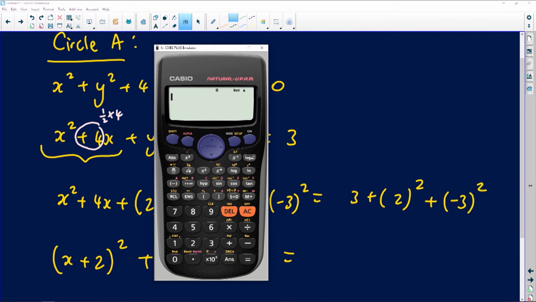Okay, now on the right-hand side, I just have numbers. So I'm adding, what is 3 plus 2 squared, which is 4, plus 3 squared, which is 9. We could have done this without a calculator. We're ending up with 3 plus 4 plus 9, which is 16.